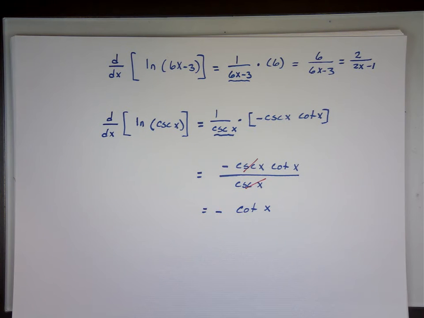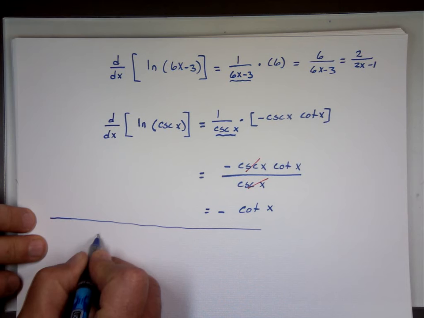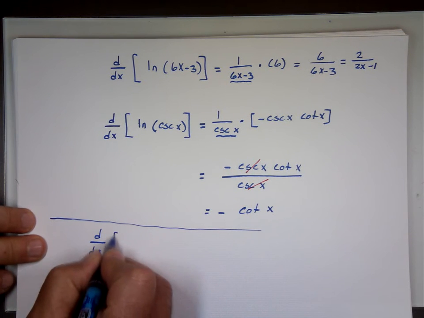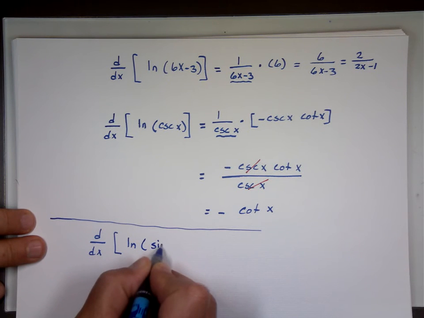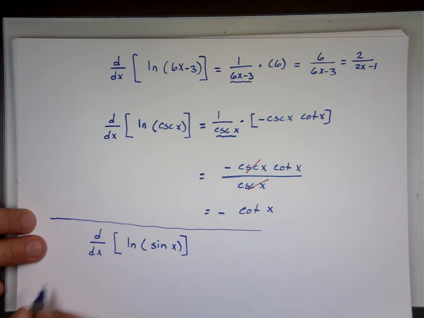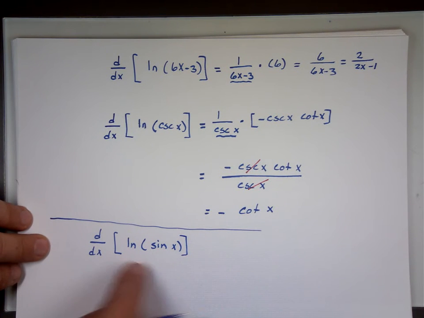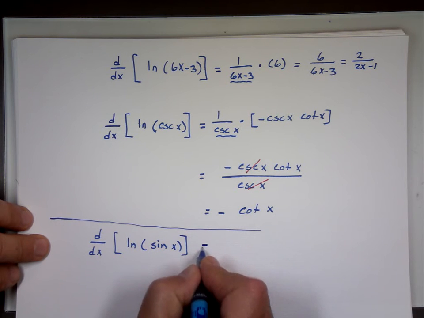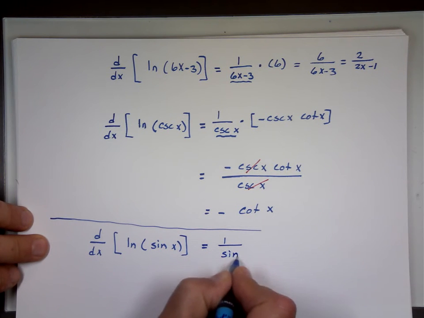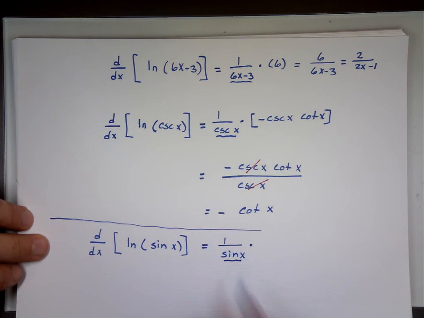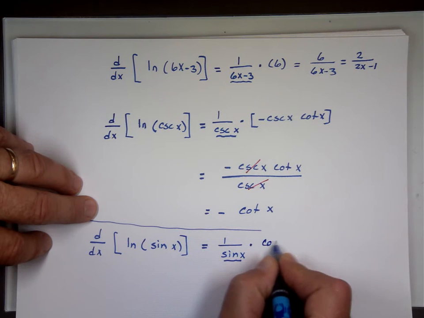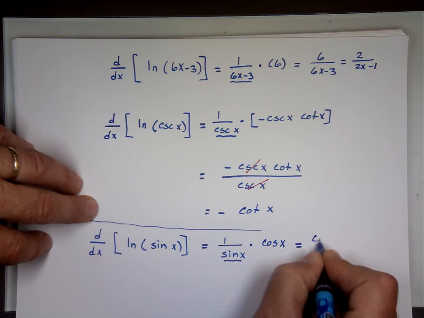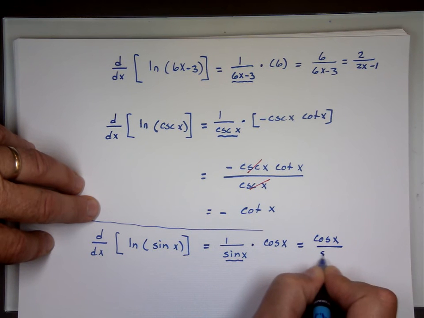Just like if you have ln of sine of x. The derivative of that. So this is u, so it's 1 over this times the derivative of this. What's the derivative of sine of x? It's cosine of x. So when you clean it, that's cosine of x over sine of x. What's cosine over sine? Cotangent of x.